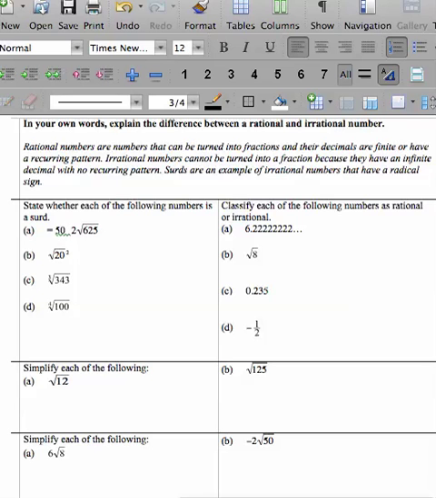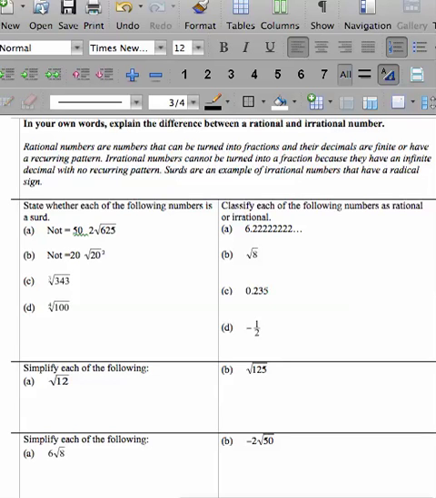B, straight away I know if I put this in my calculator, it will equal 20. You can go 20 squared is 400, and the square root of 400 is 20. But a trick is if you see that square just here and a square root together, they cancel out and you're left with 20. So this one here is also not a surd.